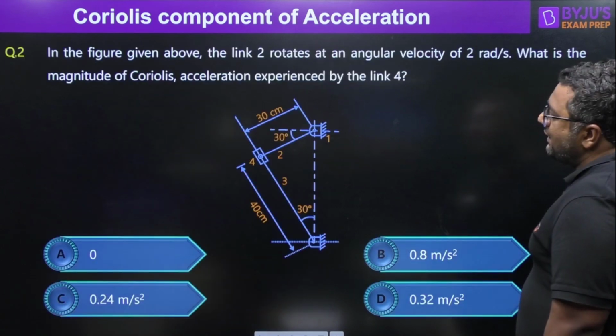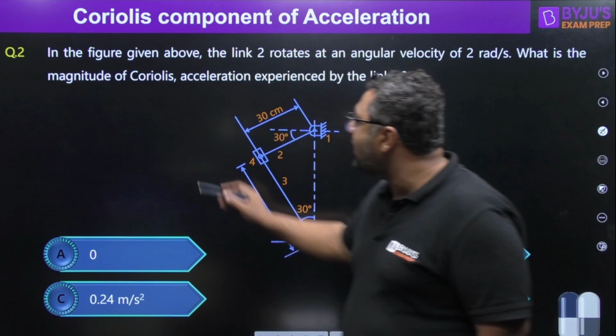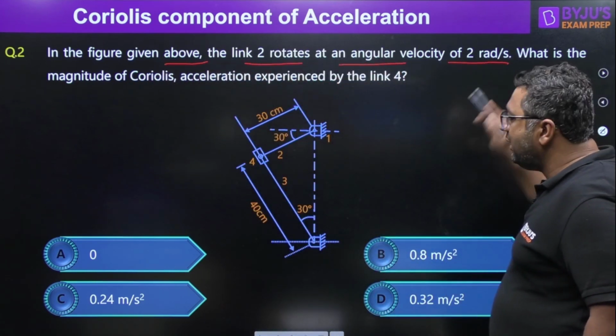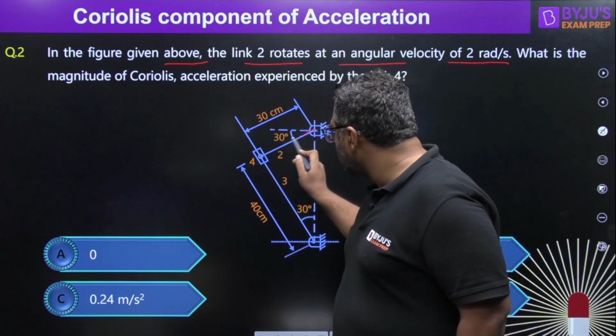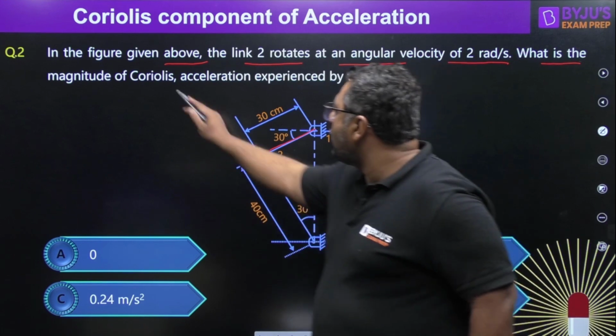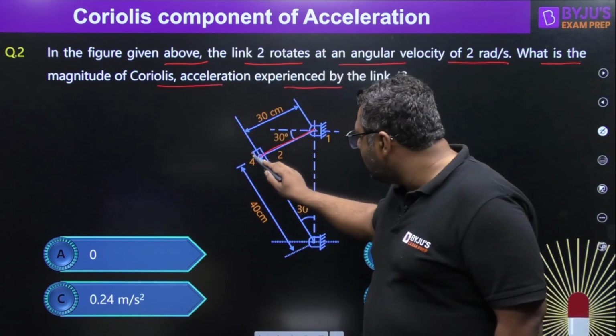Okay. And guys, this is another problem. In this question you can see what is the data in the figure given above. The link 2 rotates at an angular velocity of 2 radian per second. So this is link 2, this is rotating at 2 radian per second. What is the magnitude of Coriolis acceleration experienced by link 4? So this is slider link number 4.